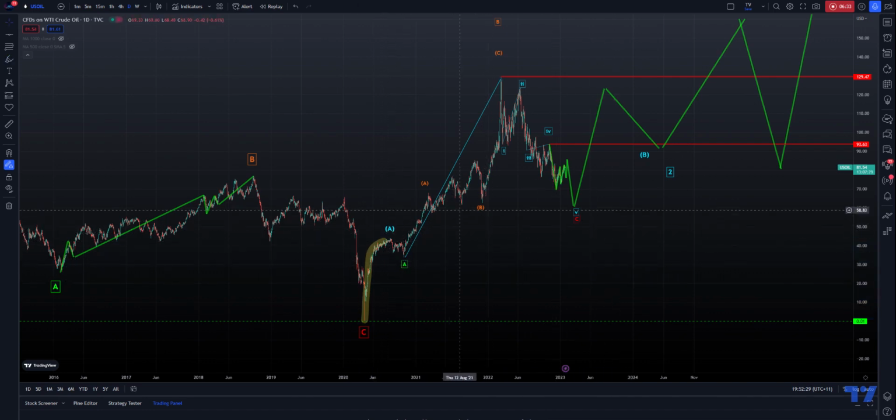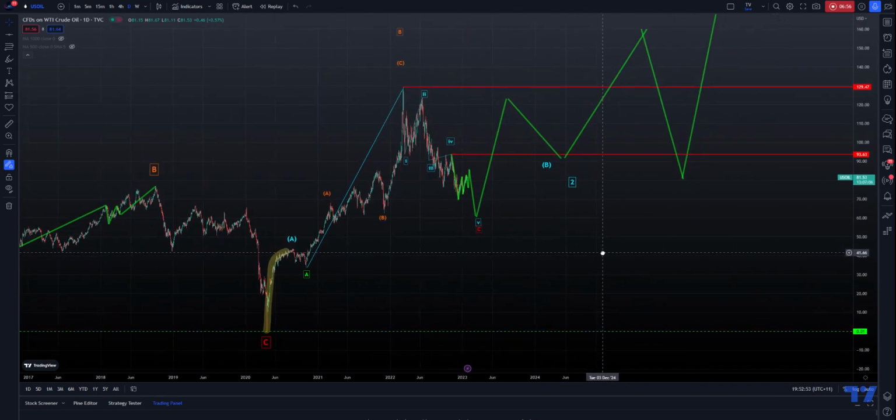So we have wave A, we have wave B expanded to the upside, right? It might look like B is really long compared to A, except remember we turned off log scale, okay? We have a weak wave C, which is in progress. It's not quite finished yet. According to my analysis, we have another leg lower. I'll go into that towards the end of the video.